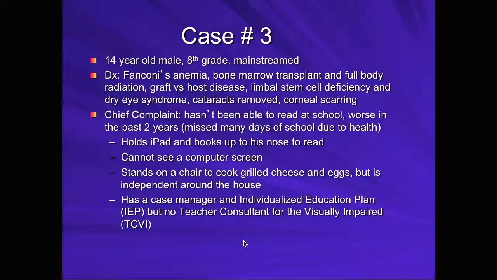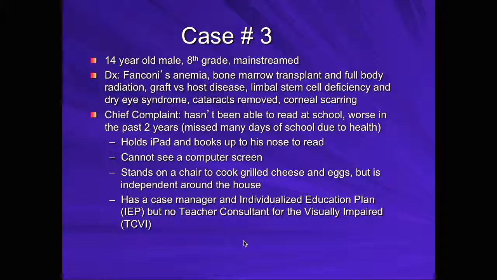So now we're going to switch gears and show you 2 more cases, different types of cases, to just give you an idea of what different people might be doing. So the next case is a 14-year-old boy. He's mainstreamed. He has something called Fanconi's anemia, which has caused a lot of health problems. He missed a lot of school and lost vision over the course of a couple of years.